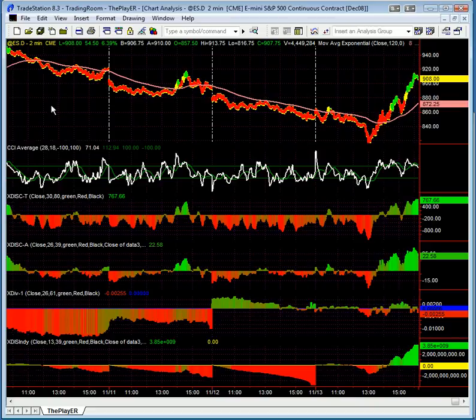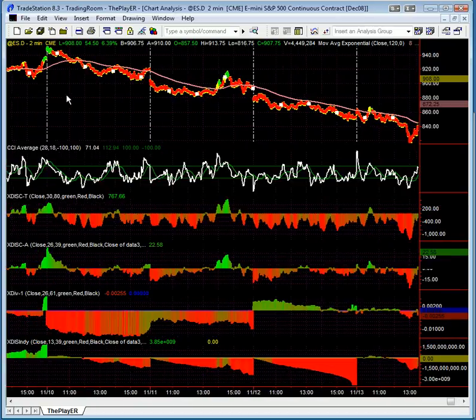If we scroll back just a little bit, we see this nice gap. This was Monday, a nice gap open higher on the session. A little bit of green bars, but we look down here. Whoa. Very strong divergence here to the negative side, on Monday.